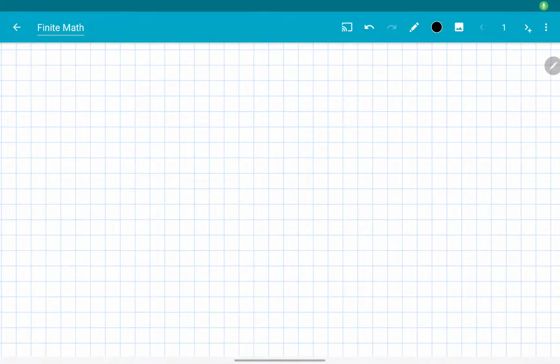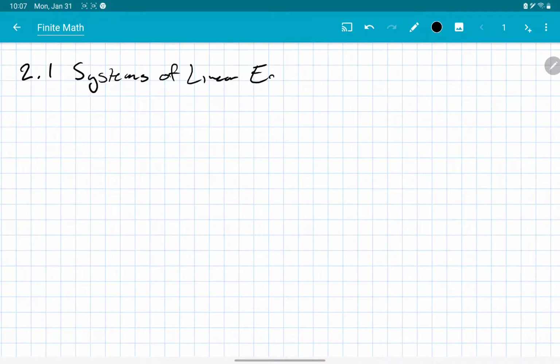We're going to talk about section 2.1, systems of linear equations with unique solutions.